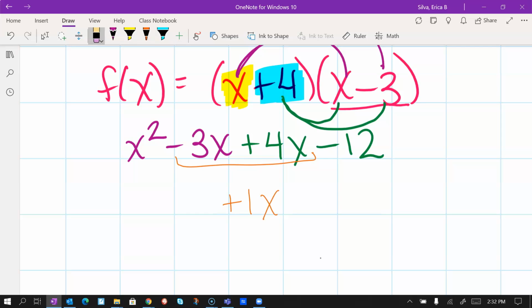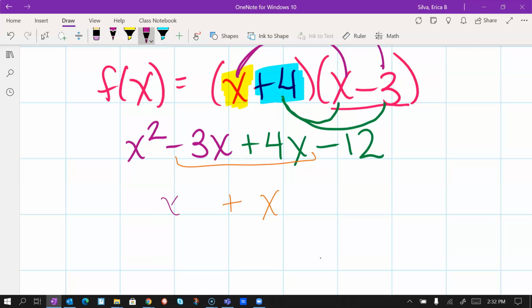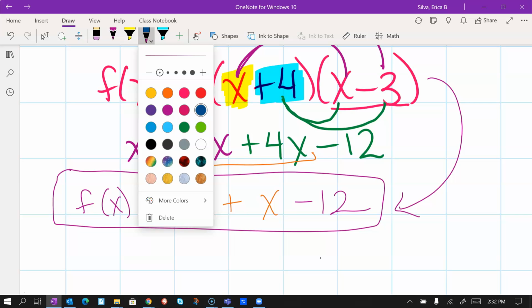Do we have to write that one down? No. So I'm going to erase it, and then I'm going to bring down the rest, which is x squared and negative 12. And notice how we went from factored form to standard form. So when we go from standard form to factored form, we're basically undoing what we did.